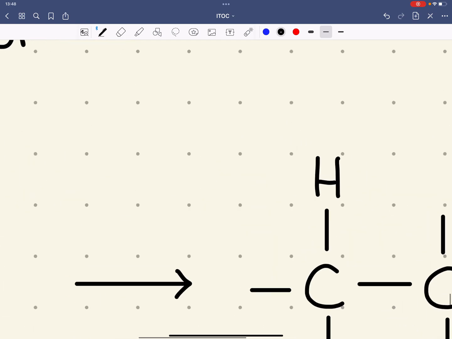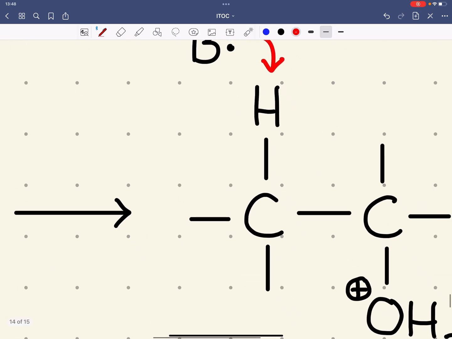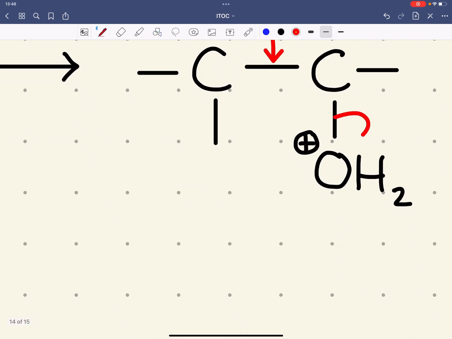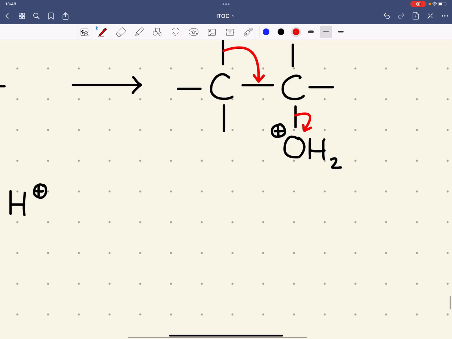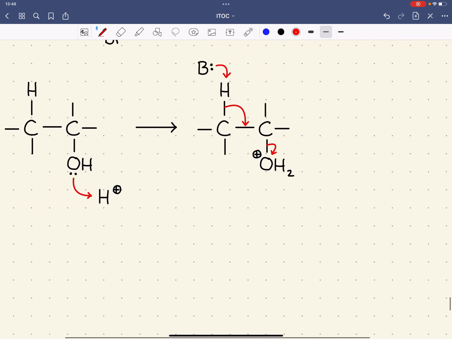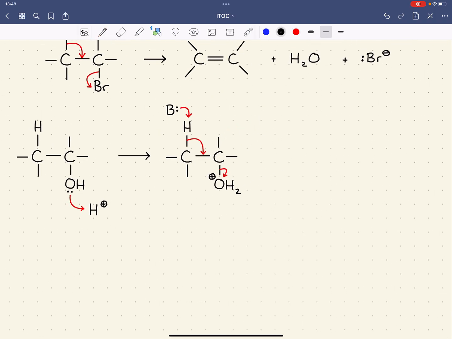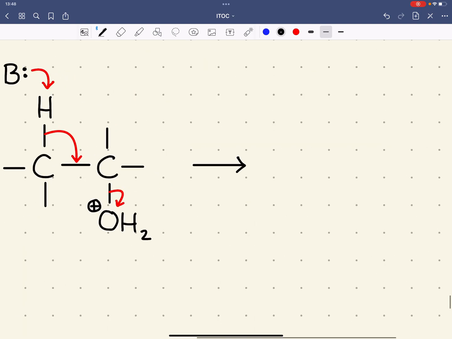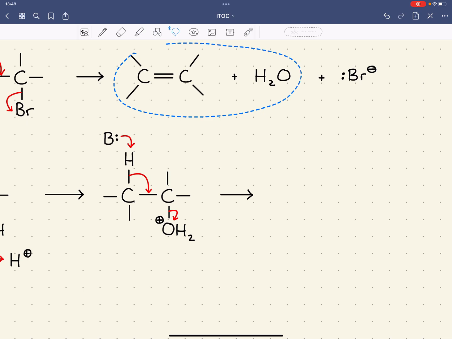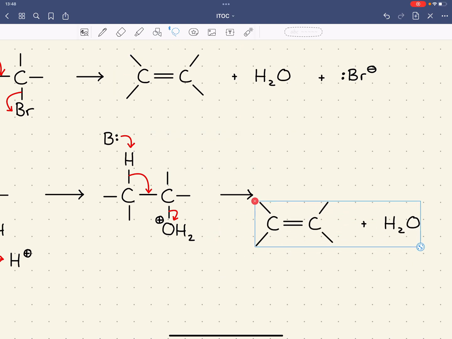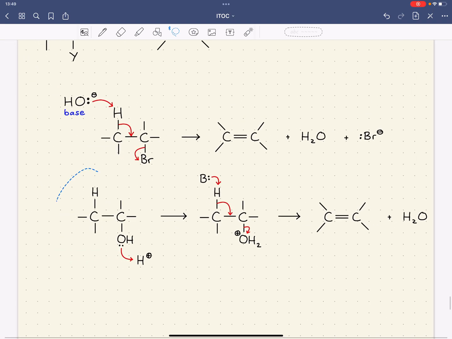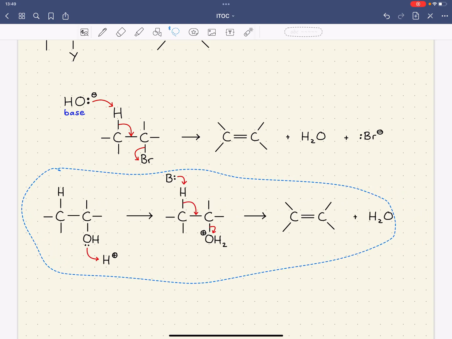What happens now is some basic group comes along and pulls this hydrogen off, in the same way that we looked at in the other mechanism. But now we've actually got a good leaving group. We've now got water as a leaving group, which is a far better leaving group than a hydroxide ion. So that will give us, in this case, simply an alkene and water. So in effect, it's also called a dehydration reaction. This is a dehydration reaction.